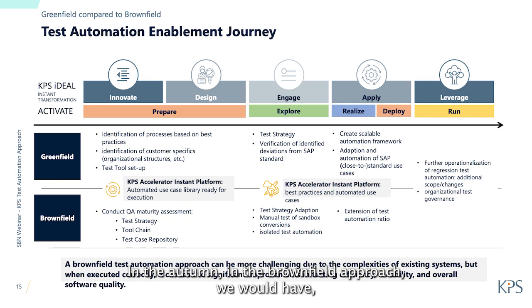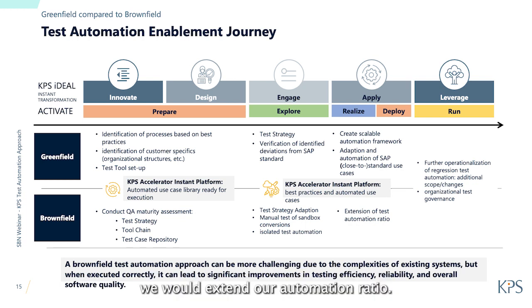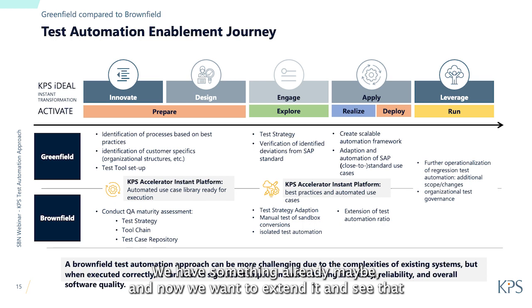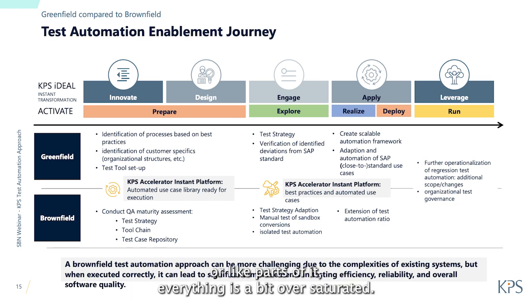In the brownfield approach, we would extend our automation ratio. So it's actually the same as we have in the greenfield. We have something already, and now we want to extend it and see that parts of it, which were perhaps over-exaggerated at that point in time, can be automated as well. And then we go into the run phase.